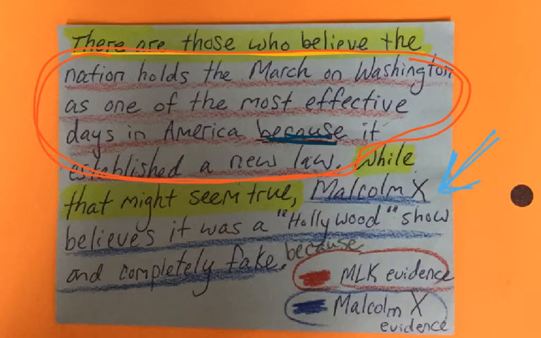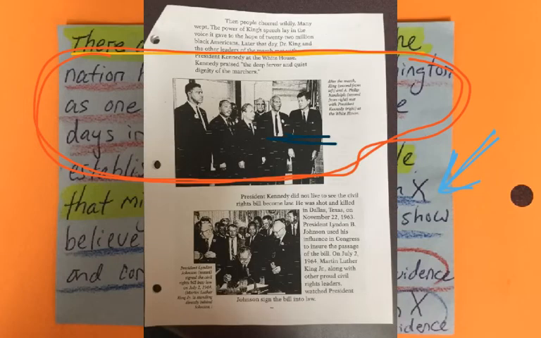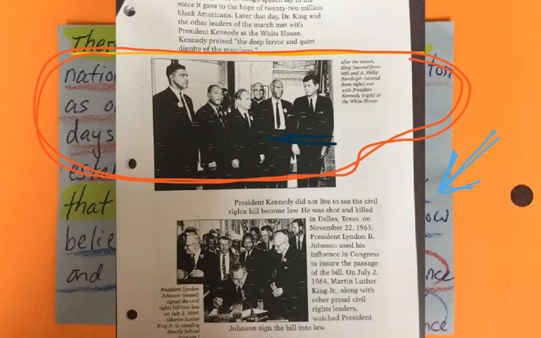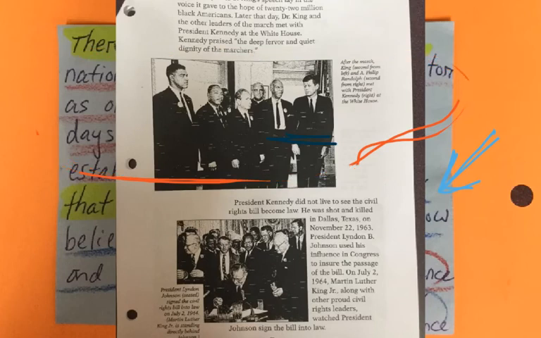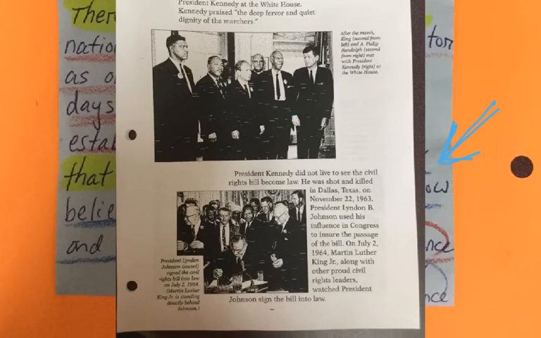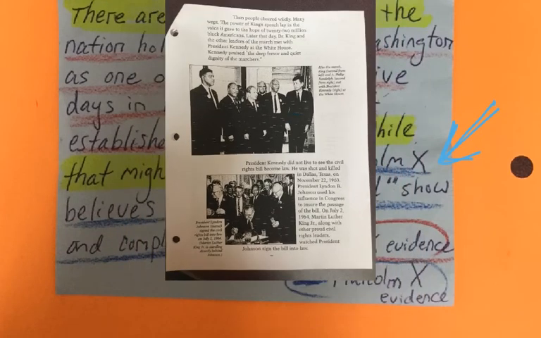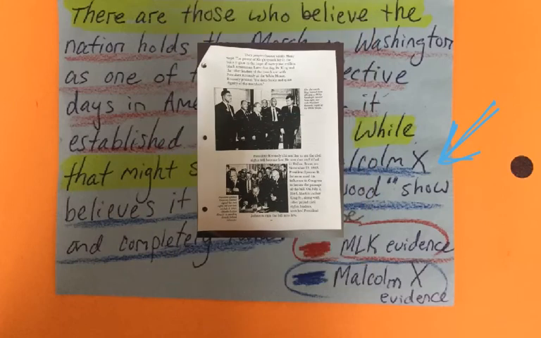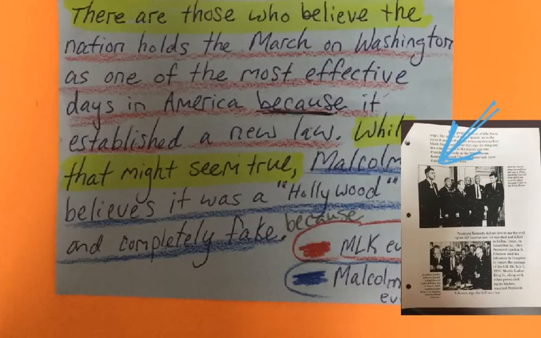Passage number 1 talked about that in great length. If you look at that passage, this whole page from passage number 1 about the March on Washington, it's all about the new law, the Civil Rights Act. It was passed. That is a great piece of evidence to use for the opposing side. So obviously you can see that I used the fact that it was a new law was established, and that's why the March on Washington was so great.